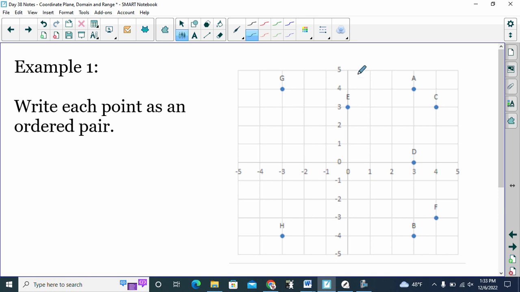Example 1, we are given a big coordinate plane here. Here is the x-axis right here. Let's label that as x. And this right here is the vertical, the y-axis. It plotted a bunch of points for us here. I'm going to make them just a little bit bigger so we can see them clearly. And we are asked to write each point as an ordered pair.